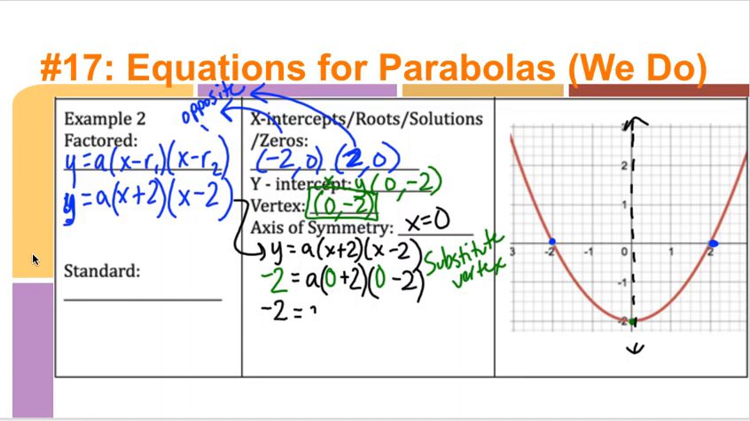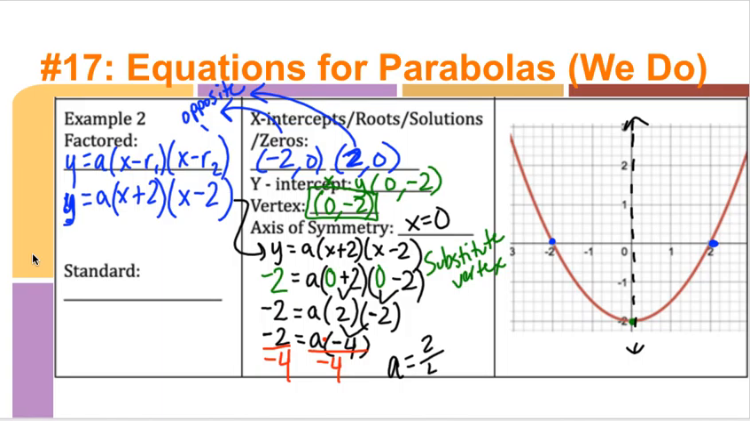So −2 is equal to a multiplied by 0 plus 2 is 2, 0 minus 2 is −2. So I've got −2 is equal to a multiplied by 2 times −2, which makes −4. And again, if you think back to the first semester, if I want to isolate a, and this is being multiplied, the inverse operation is division. So I divide by −4 on both sides. So now I've got a is equal to negative divided by a negative is a positive, so I've got +2/4.